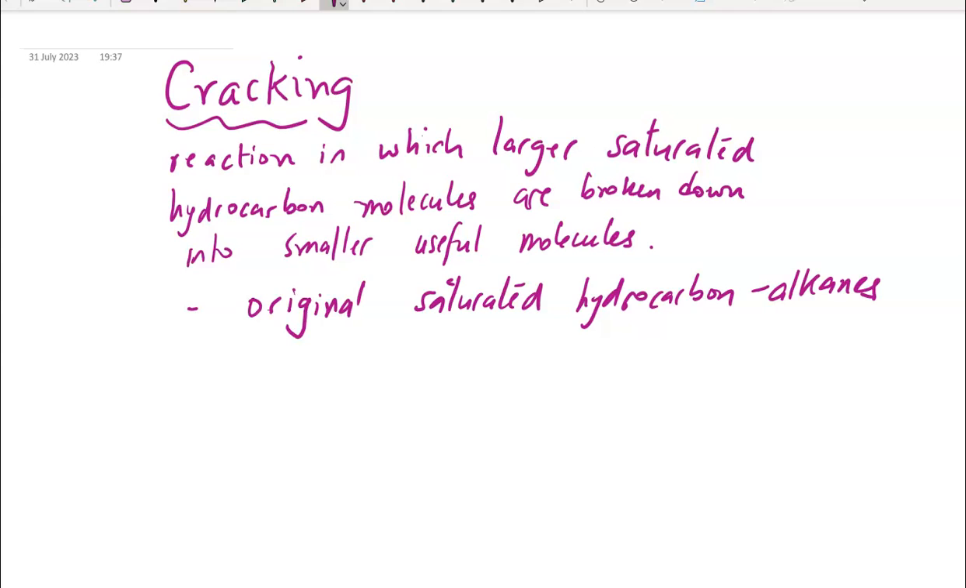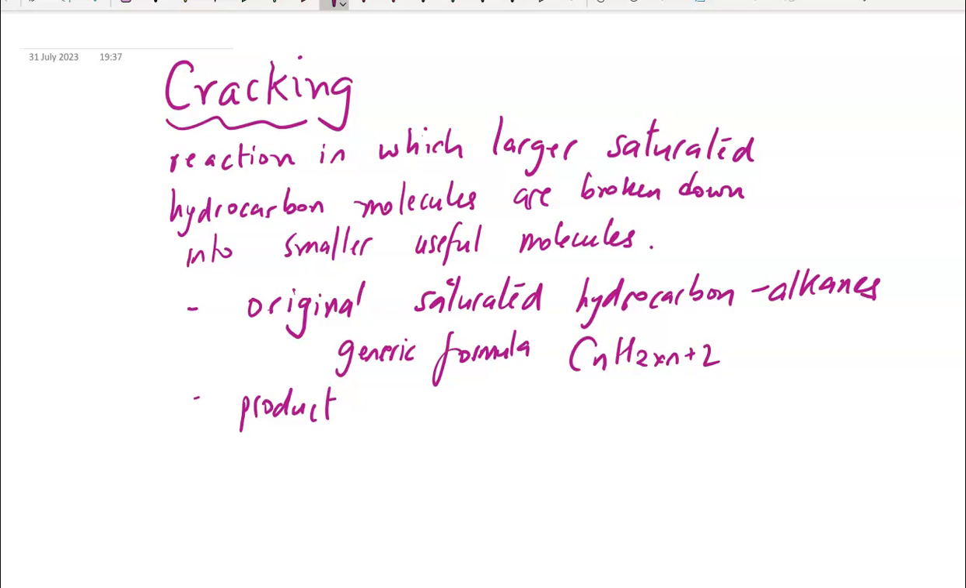The generic formula for alkanes, just if you can't remember it, and you're figuring out the number of carbons in the alkanes, is CnH2n+2. If you were to draw any of them in the exam, that's the formula you need to remember. So that was originally what we started off with, and then the products of cracking.